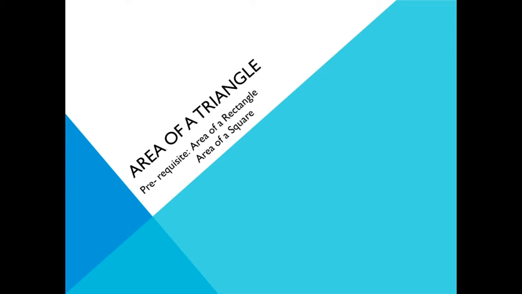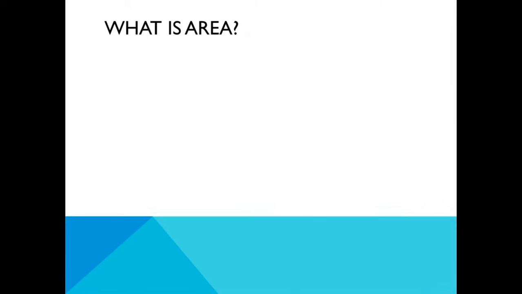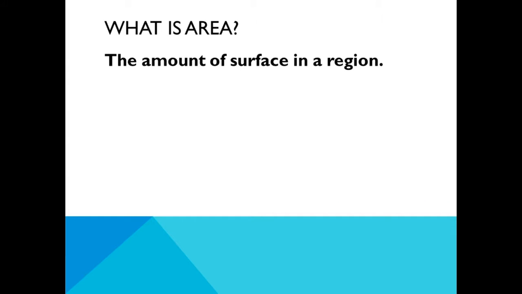So, before deriving the area of a triangle, let us first find or derive the area of a rectangle and the area of a square. So, what is area? Area is the amount of surface in a region.